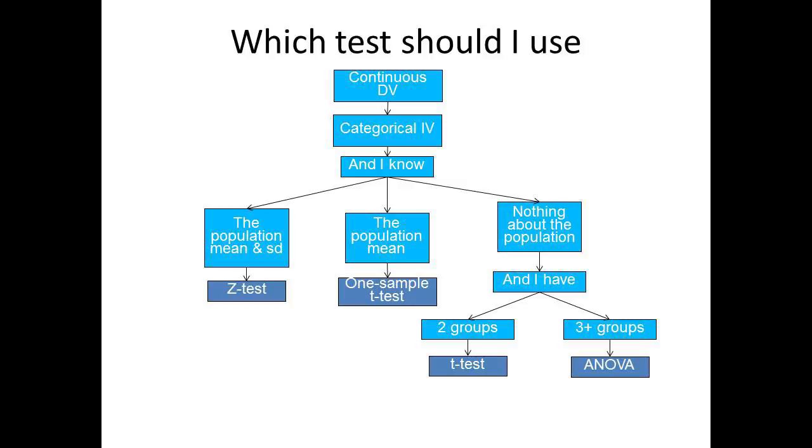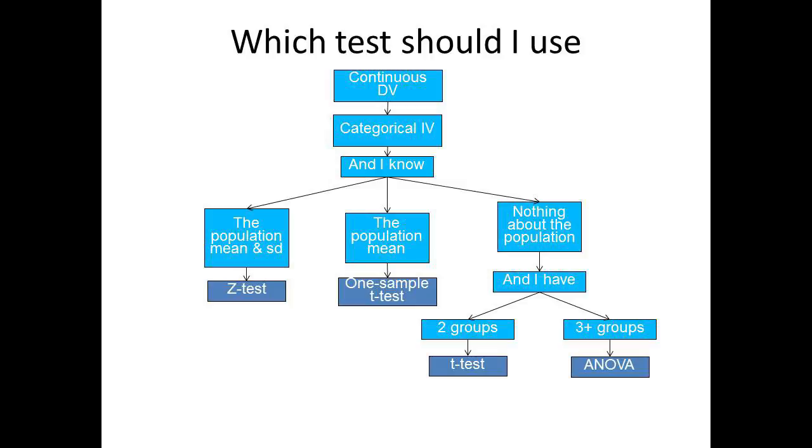Okay, so now we're back down to the options where there is a continuous dependent variable and a categorical independent variable. And this is generally where experimental methods live. And the next question we need to ask is what we know about the population. As we discussed last week, the whole principle of hypothesis testing is determining how likely it is that our sample came from the null hypothesis population. So a lot of our tests depend on knowing something about the null hypothesis population.